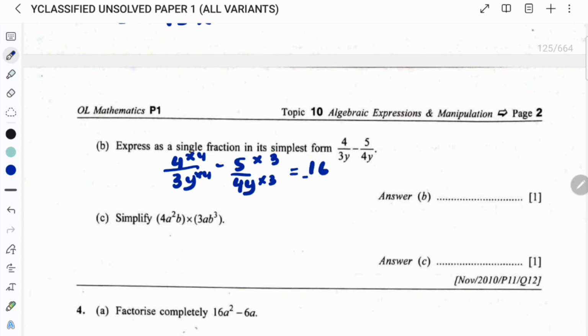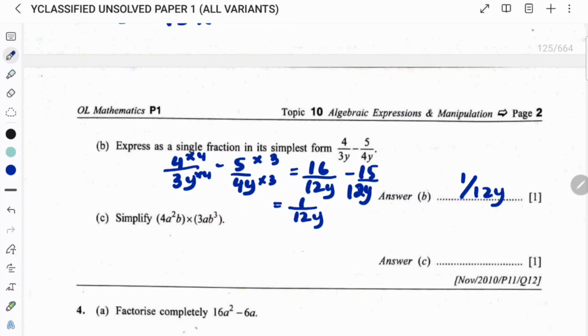So this is 16 upon 12y minus 15 upon 12y. Then 16 minus 15, which is 1. So equals 1 upon 12y. We cannot do more. So this is your answer in this question, which is 1 upon 12y.